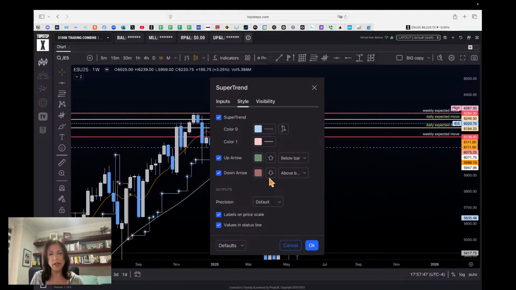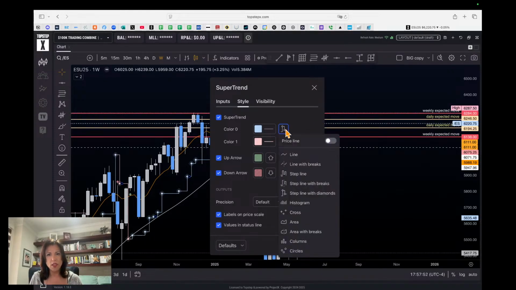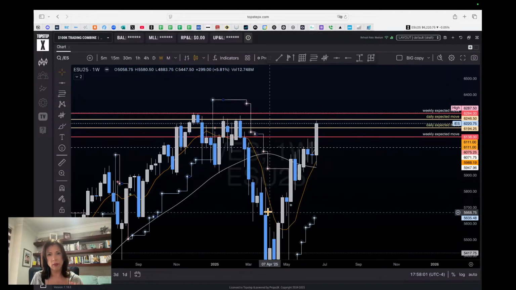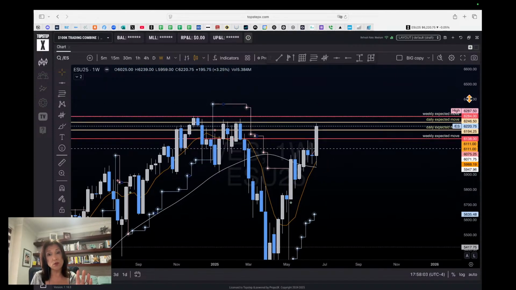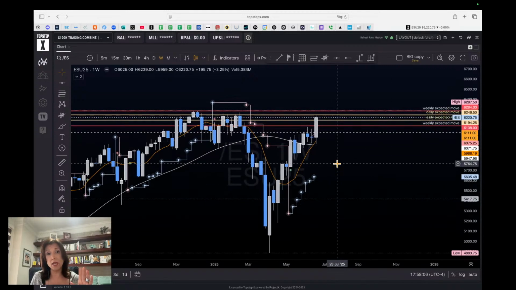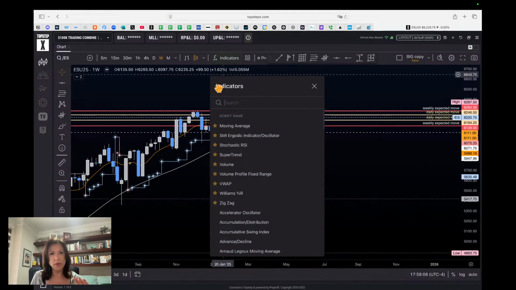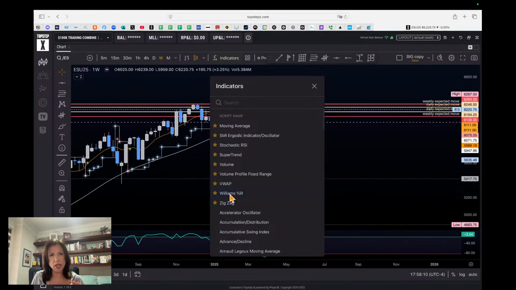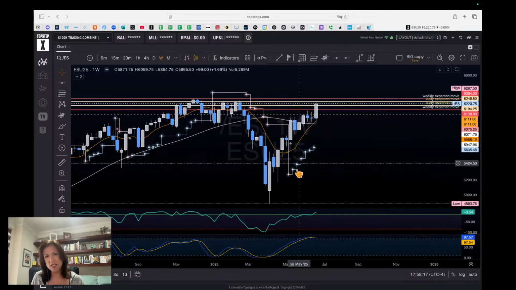I have an up arrow and a down arrow, and I use the step line with diamonds, so it gives me the relative line in the sand that we're looking at. So that's really all I have at the top. On the bottom, I use a Williams %R, and I use the stochastic RSI. Sometimes I use the ergodic, but they're about the same.